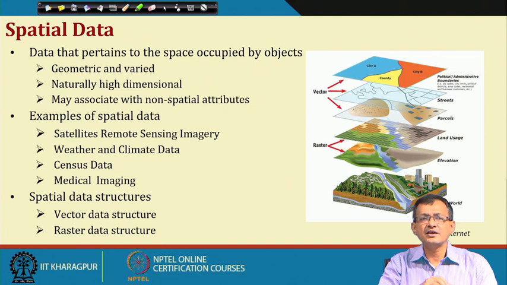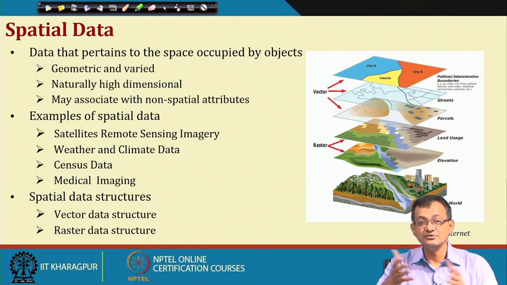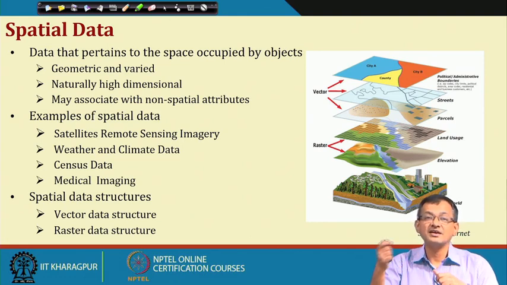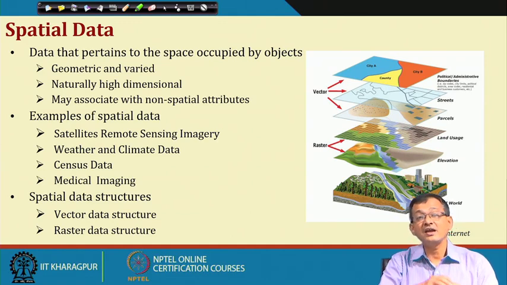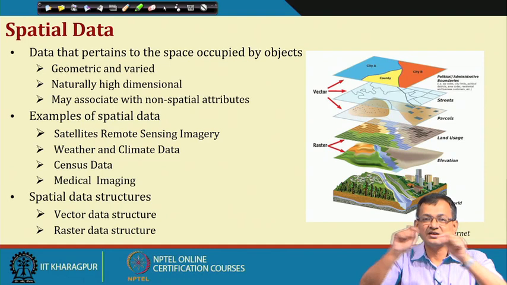Examples of spatial data: one is satellite remote sensing imagery. We get a huge amount of data from satellite remote sensing imagery, from our own IRS satellite, the Indian Remote Sensing satellite, which captures data very frequently. There are weather and climate data which come from different sources, meteorological offices like IMD. There are census data collected at different points of time by the particular authority. Spatial data can also be medical imaging data, imaging of the body, where there is also a coordinate.